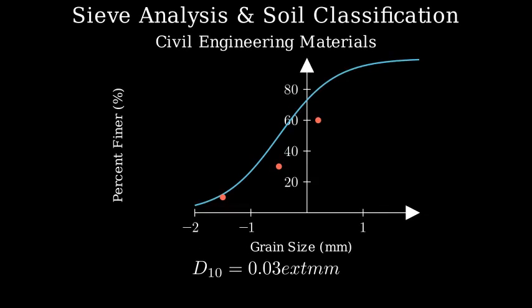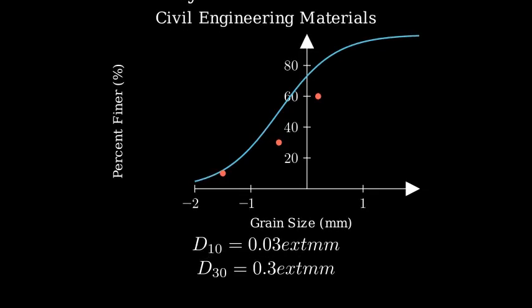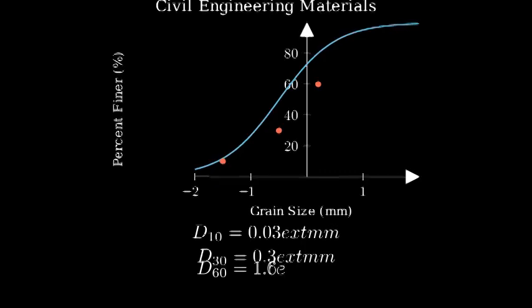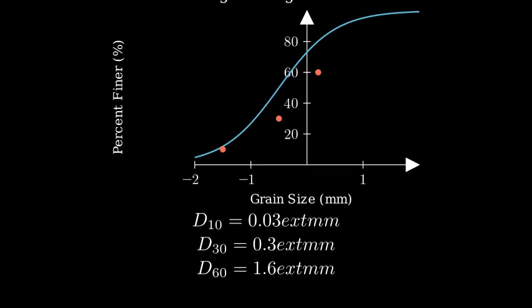D10, the diameter at which 10% of particles are finer, is 0.03 millimeters. D30 is 0.3 millimeters. And D60 is 1.6 millimeters. Now, let's calculate the uniformity coefficient and coefficient of gradation.